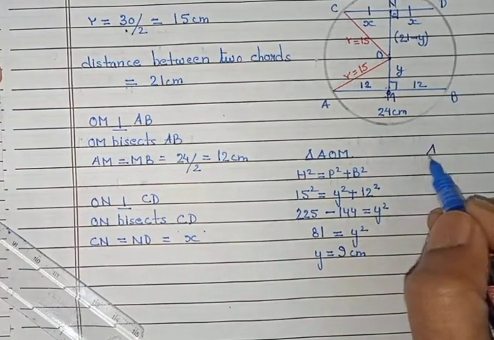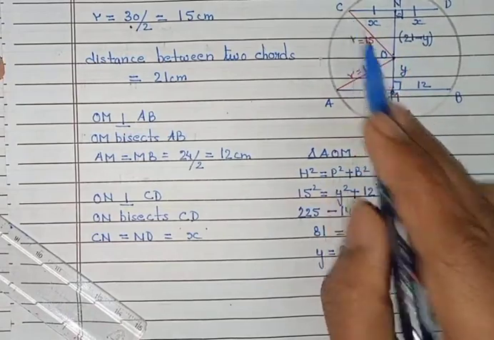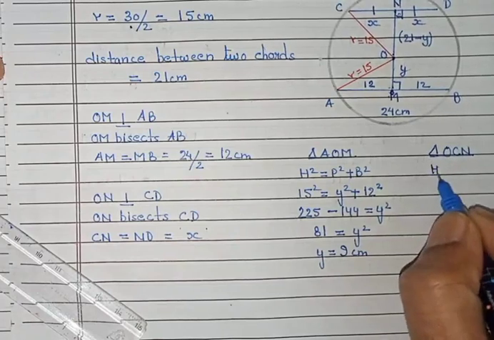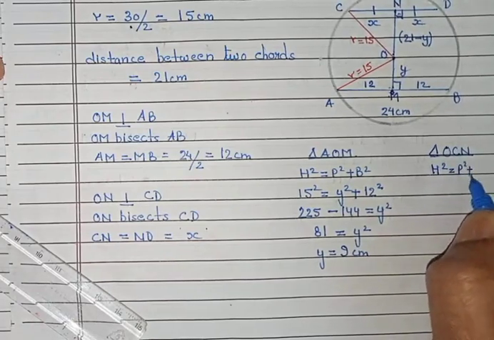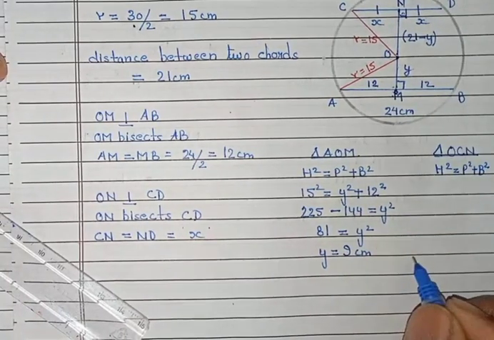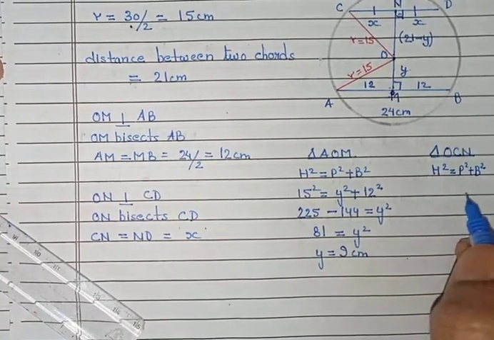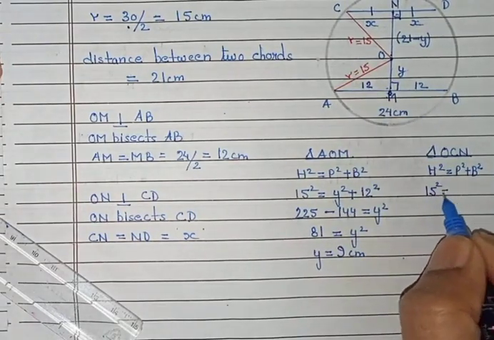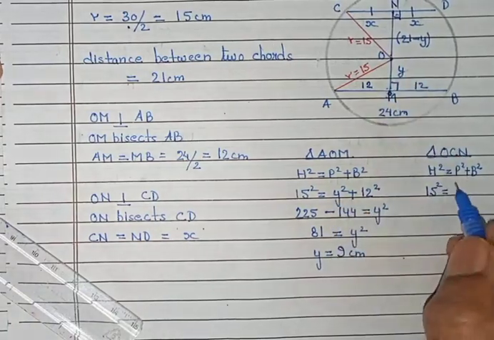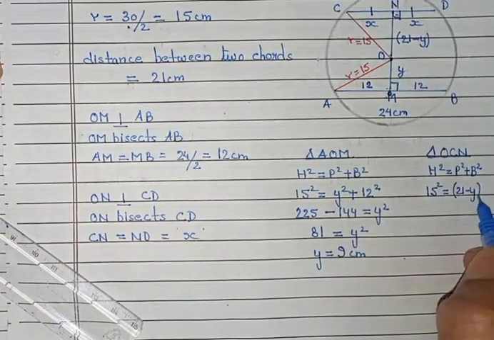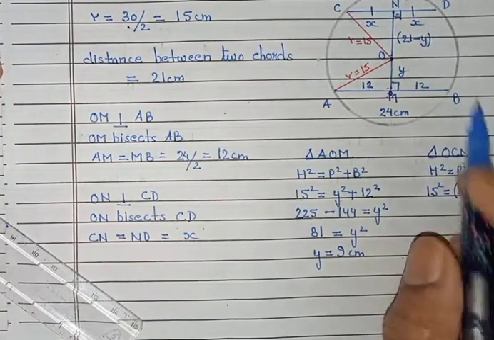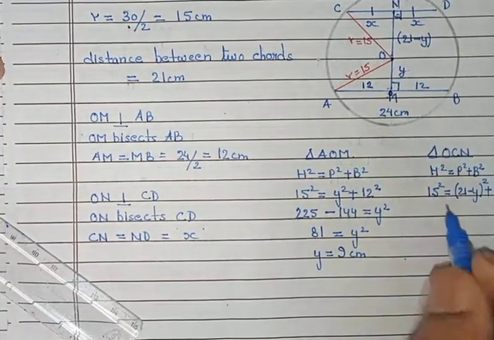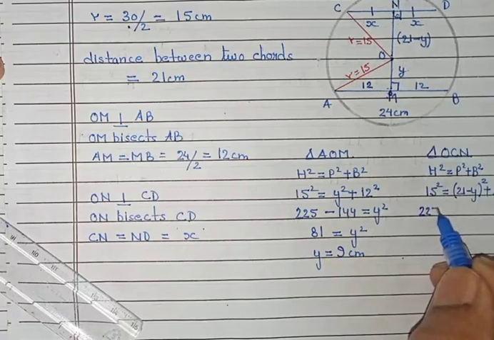Now let us consider the other right angle triangle. The other right angle triangle is OCN. Triangle OCN. Let's apply Pythagoras theorem in this right angle triangle. So here when we apply the hypotenuse is 15. Perpendicular is 21 minus Y, and base, this is x. Right? Now this will give you 225.